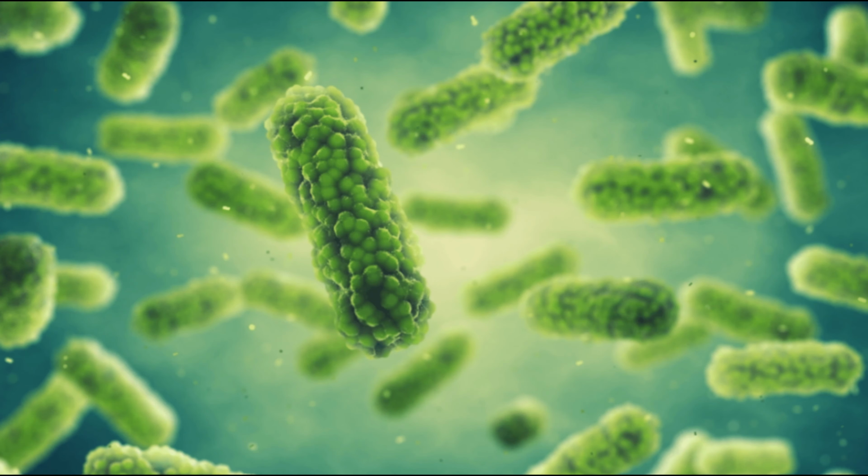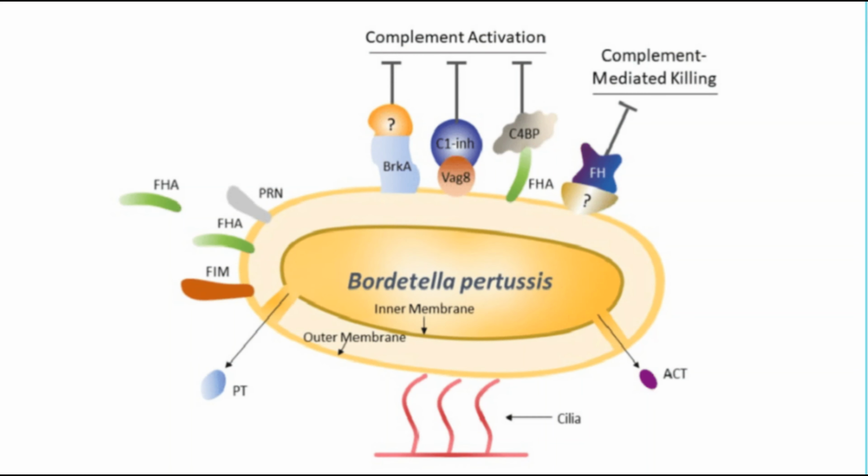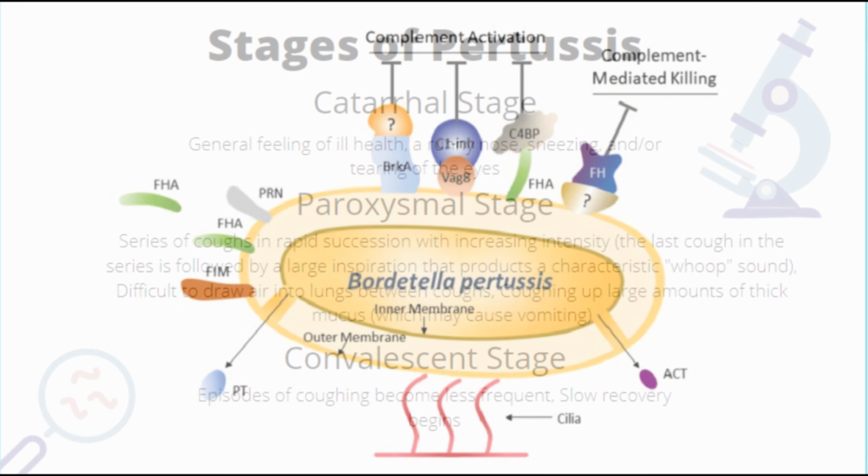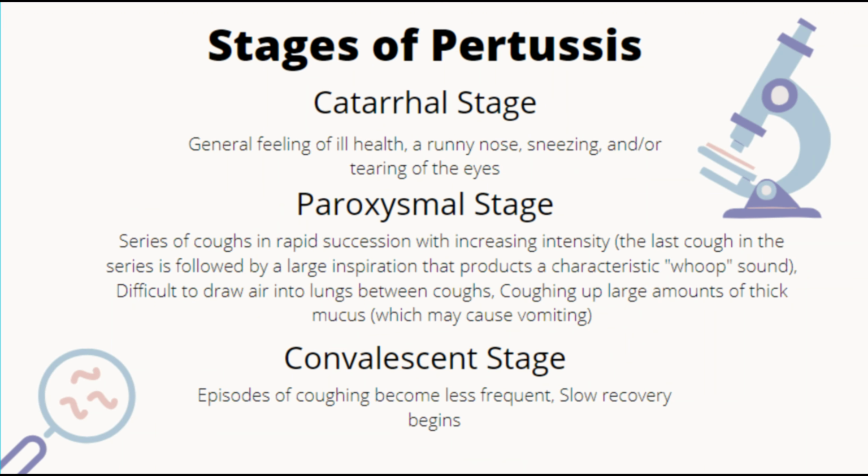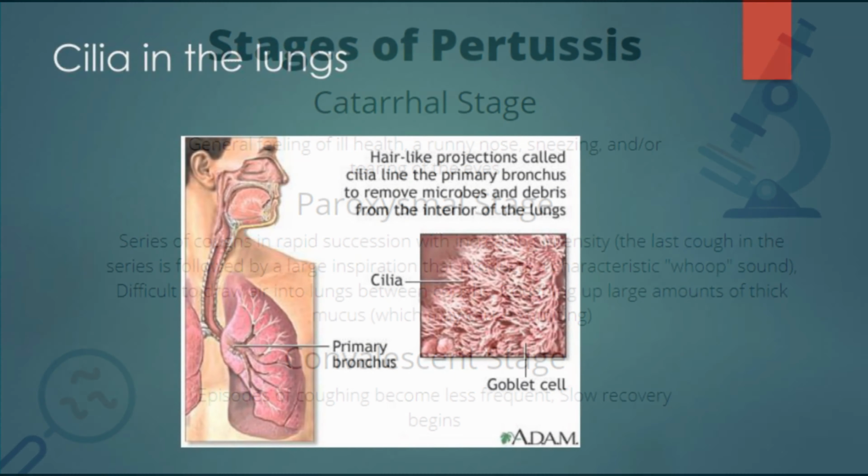There are 3 stages of pertussis: the catarrhal stage, the paroxysmal stage, and the convalescent stage. In the first stage, the catarrhal stage, there's a general feeling of ill health, including a runny nose, sneezing, and tearing of the eyes. In the next stage, the paroxysmal stage, there's a series of coughs in rapid succession with increasing intensity occurring frequently, and this is where the origin of the alternative name, whooping cough, comes from. Finally, there's the convalescent stage, where episodes of coughing become less frequent and slow recovery begins. This stage occurs approximately 4 weeks after the onset of the disease.